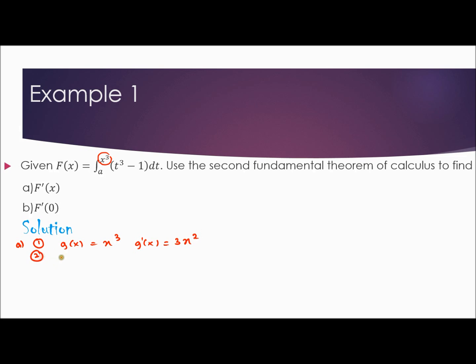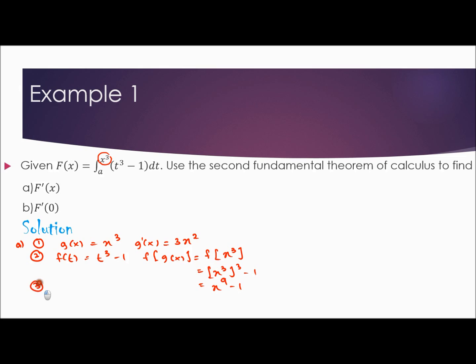For the second step, our f(t) is equal to t cubed minus 1. Then we need to find the composite function f(g(x)). So for f(g(x)), we substitute the function g(x) inside, so we get f(x cubed). We substitute the value of x cubed into the function of t, so we get (x cubed) to the power of 3 minus 1. Then when we expand, we get x to the power of 9 minus 1.